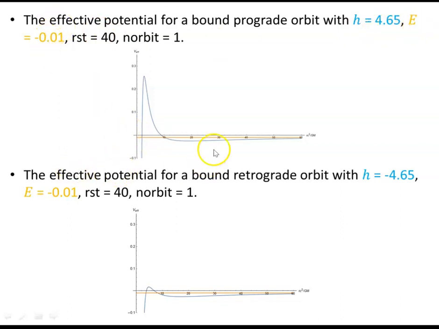Now if we want to look at the opposite case where the laboratory rotates in the opposite direction, we put H as minus 4.65, and E is kept the same, starting location 40 units from the origin, orbit number 1, and here's our effective potential. Putting in a negative H has completely altered our effective potential. It's still got a similar shape, but the maximum has been reduced considerably, as you can see here. That's simply the effect of putting in a negative angular momentum. It's changed the effective potential considerably.